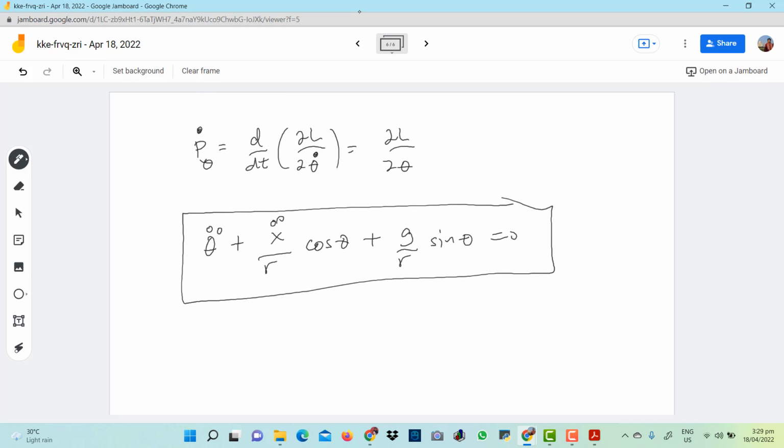Okay, so we have that, and then, yeah, we have that. When x dot equals 0, when x double dot equals 0, then it will reduce to this, right? Partial, theta double dot plus g over r sine of theta equal to 0, and this is just a simple pendulum. Okay? Simple pendulum.